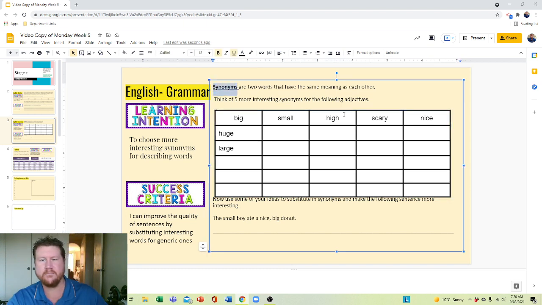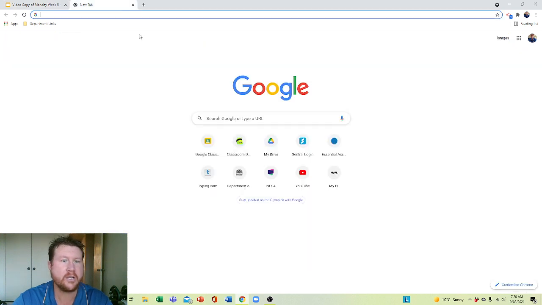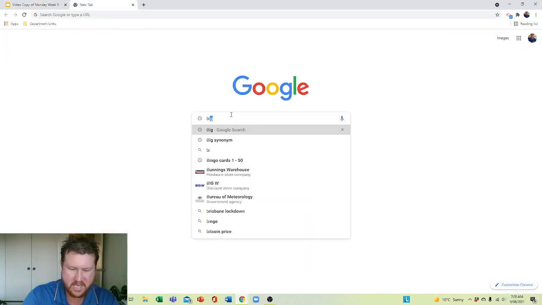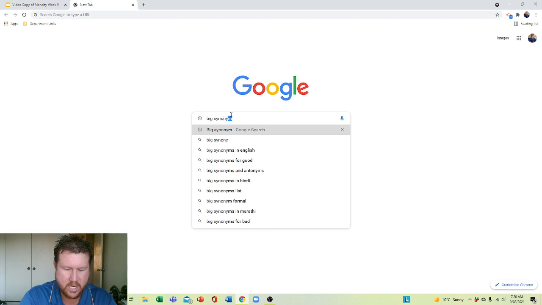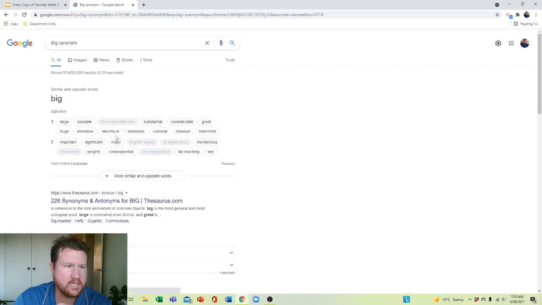So you type in small after you've written them all down. Oh, we'll stick with the big thing because I've already done that one. So huge, large. So I go to this. I will write big synonym. It even says in English. Wow. So the word big synonym. Look at all of these words right there.